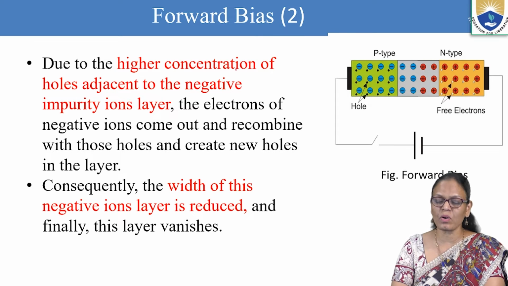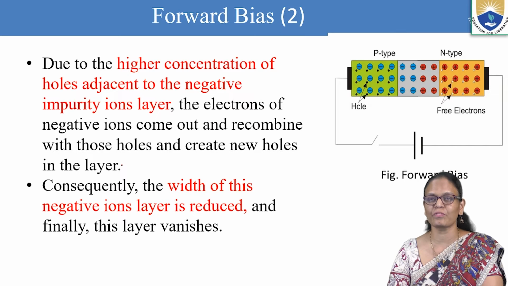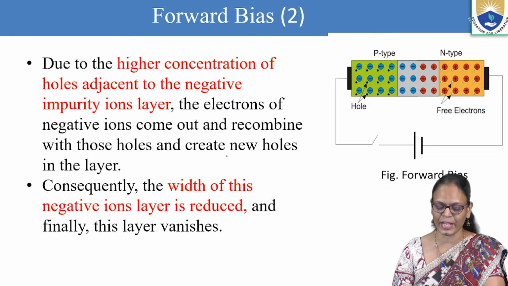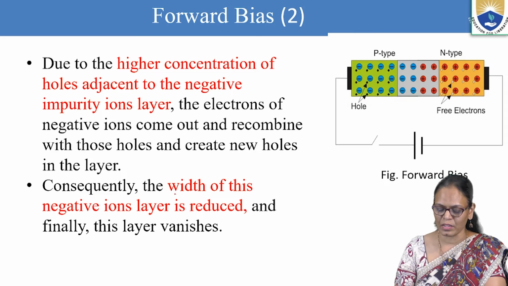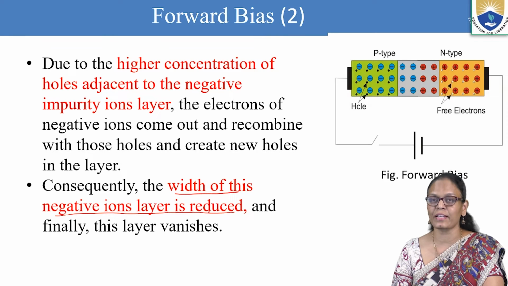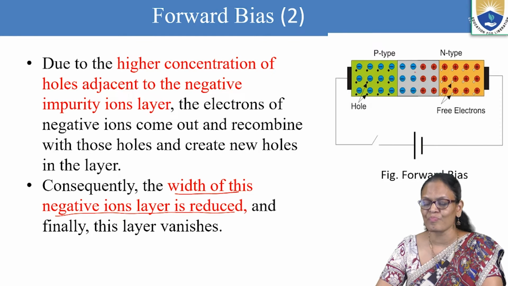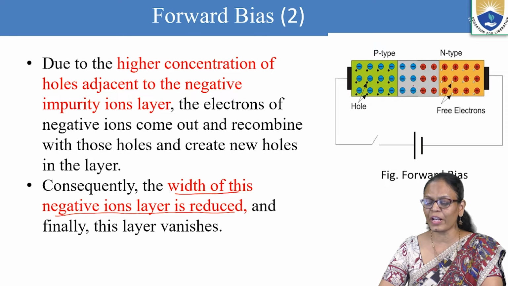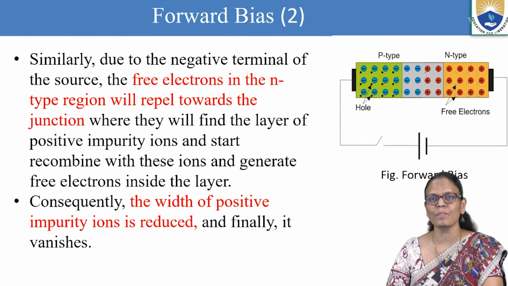Now, due to the higher concentration of holes adjacent to the negative impurity ion layers, the electrons of the negative ions come out and recombine with the holes. When these electrons recombine with the holes, they create new holes inside the layer. So what happens because of this? The width of the negative ion layer is reduced. As you see, the recombination is happening inside the layer, so the width of the depletion layer keeps on decreasing.